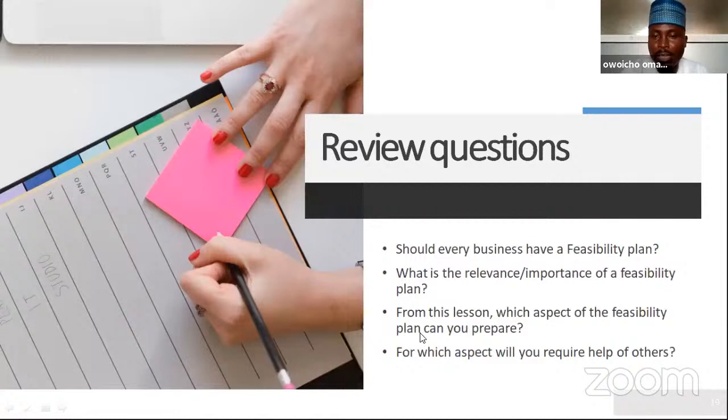The way we answer, as usual, you go to the chat, you write number 1. Should every business have a feasibility plan? You put your answer by the side of 1. Then you type 2, put full stop, and then write what's the relevance or importance of a feasibility study. So why is a feasibility study important? Then you write number 3, put full stop, and let me know, from this lesson, which aspect of the feasibility plan can you prepare? And number 4, which aspect would you require the help of others?